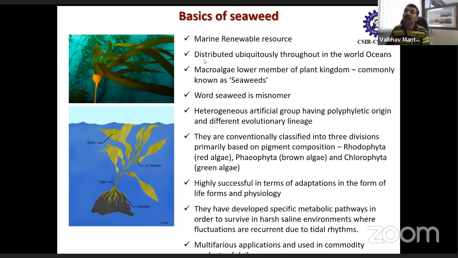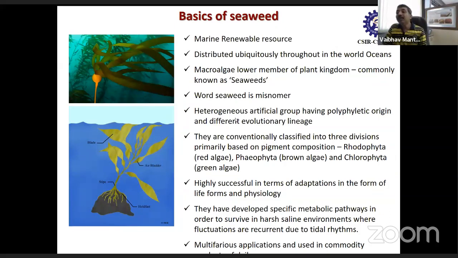These are basically lower strata of the plant kingdom in the evolutionary scale. They are marine macroalgae, but are known as seaweeds. Unfortunately, seaweed has a very negative connotation, but they are very, very useful plants. The word seaweed is a misnomer, and throughout my presentation you will see why they should not be called seaweed. They should be called marine algae, macroalgae.